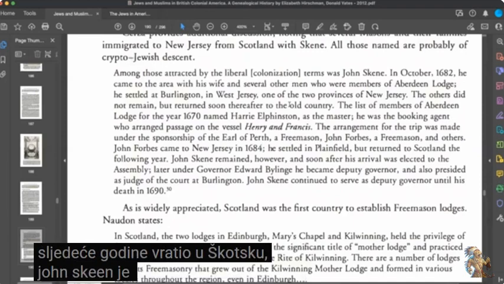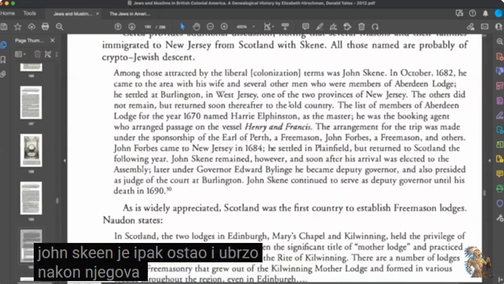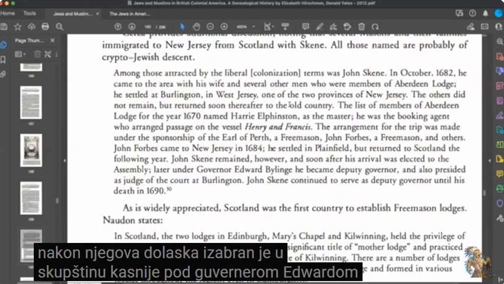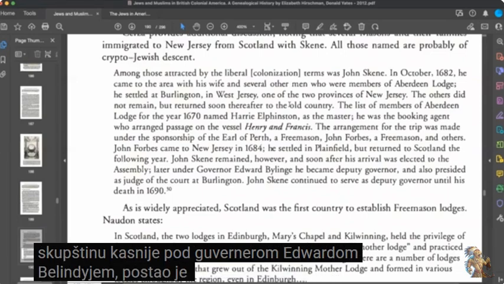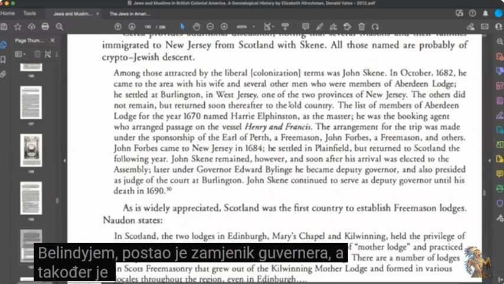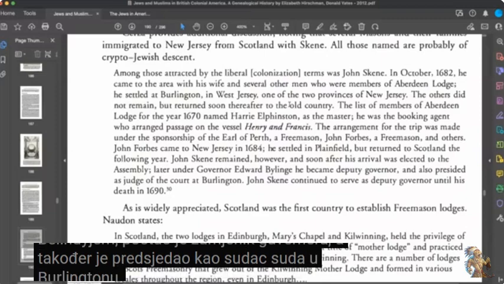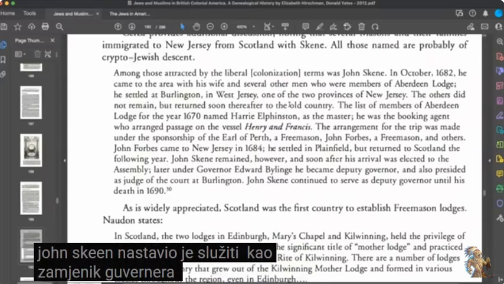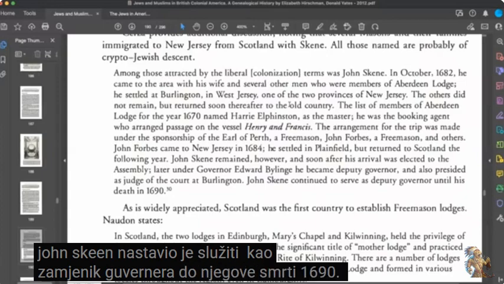John Skene remained, however, and soon after his arrival was elected to the Assembly. Later, under Governor Edward Bellingee, he became deputy governor and also presided as judge of the court at Burlington. John Skene continued to serve as a deputy governor until his death in 1690.